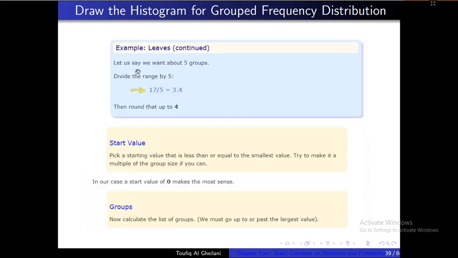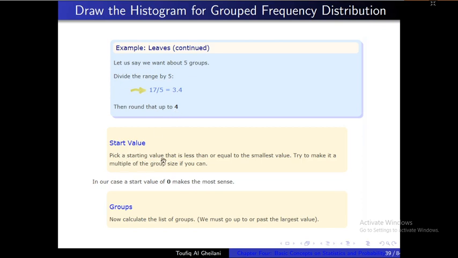Example, let us say we want about 5 groups. So divide the range by 5, 17 divided by 5 equals 3.4. So then round up to 4. So we have 5 groups. Sorry, 4 groups.